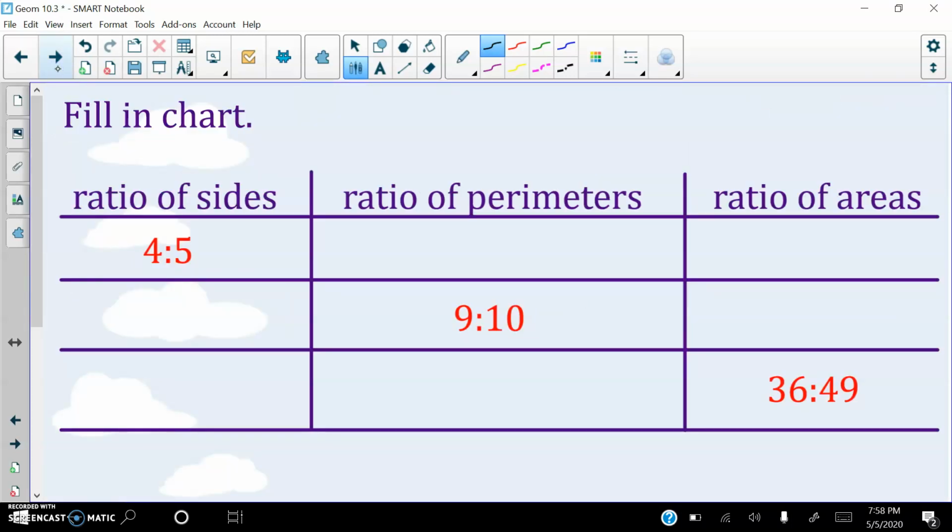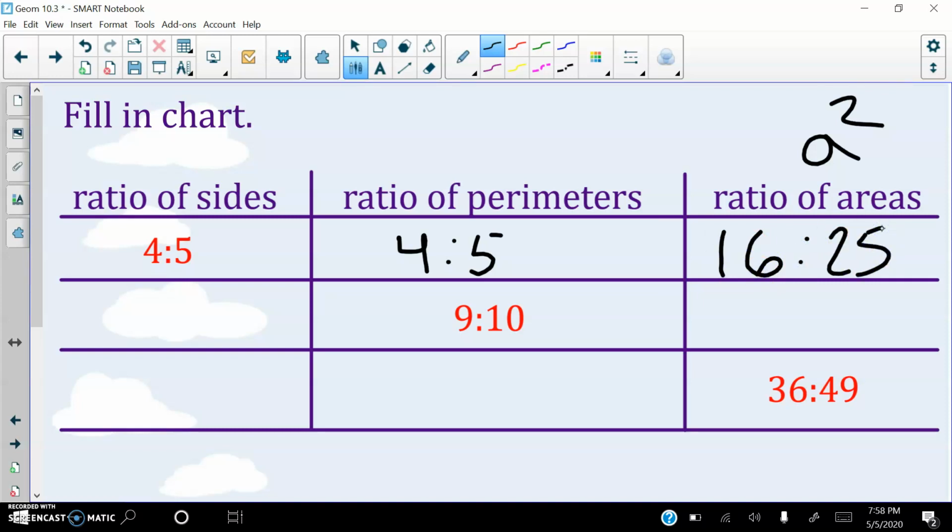So if the ratio of sides is 4 to 5, the perimeter has to share the same ratio. But for the ratio of areas, we are squaring everything. So 4 squared is 16 and 5 squared is 25. Okay, so that's it for that one.